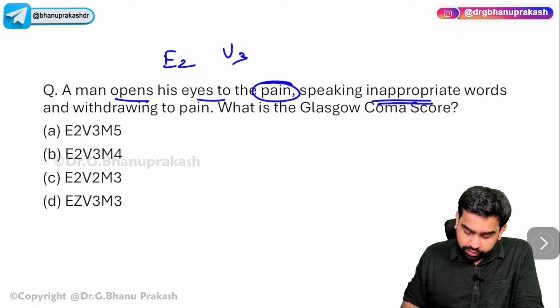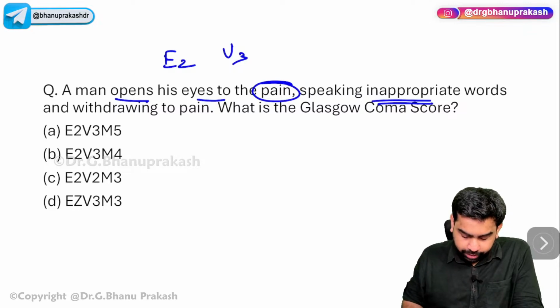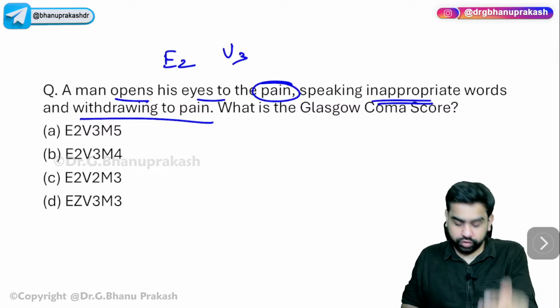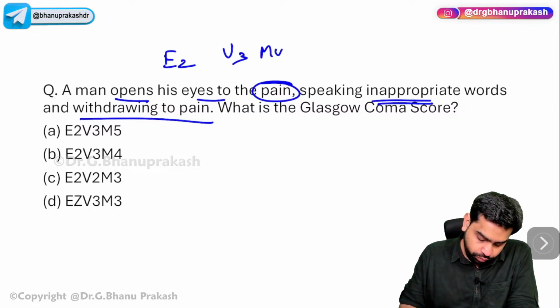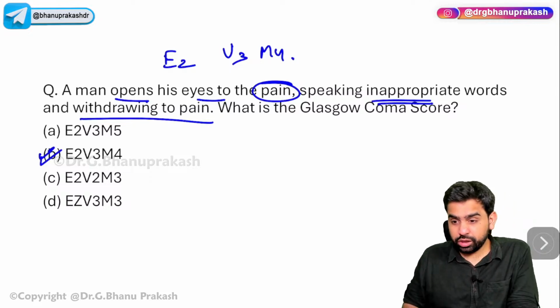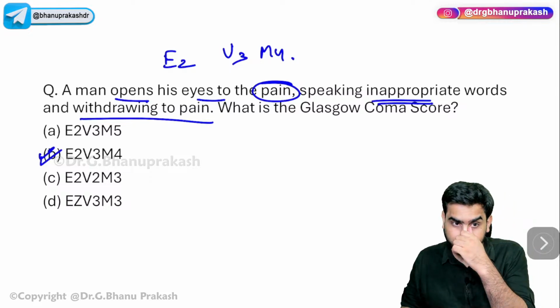Now, let's talk about the motor response. The patient is withdrawing to pain. Okay, so what is the withdrawal to pain? Withdrawal to pain is M4. Okay, so what is the answer over here? E2, V3, M4. Am I making some sense to you guys? So what is the answer over here? It is E2, V3, M4.